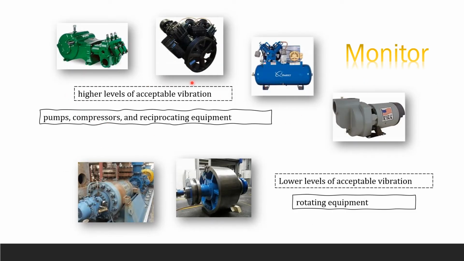When we monitor the vibrations, we take a look at the pump, compressor, reciprocating equipment, and so on. These have a higher level of acceptable vibration, and the rotating equipment has lower levels of acceptable vibration. Here are examples of the rotating machine or equipment, and these are examples for your pump, compressor, and the reciprocating equipment.